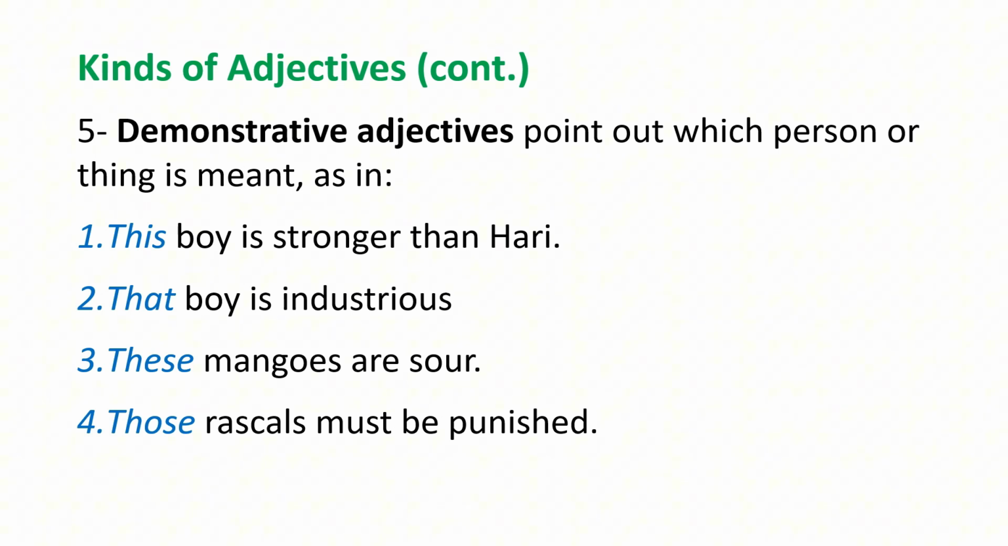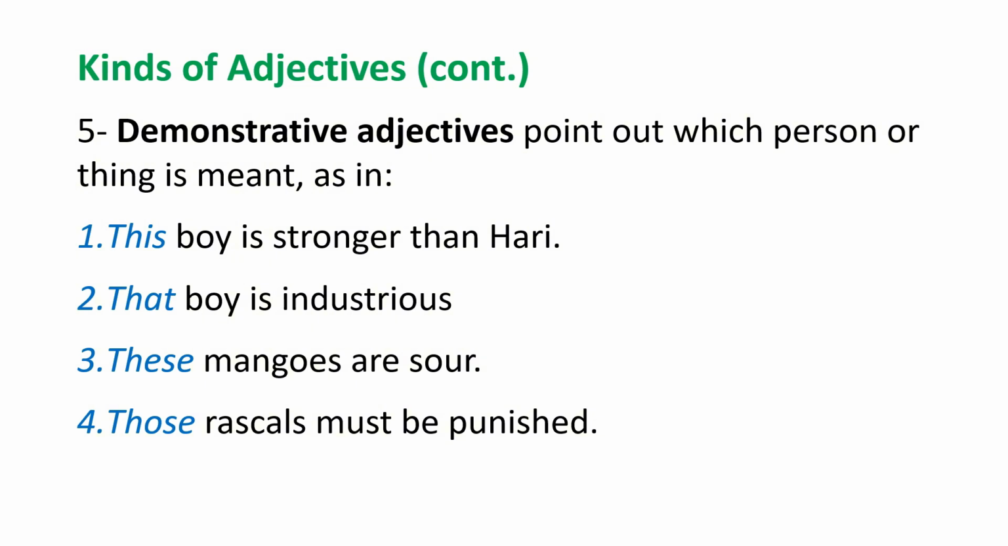We must remember what an adjective actually is. An adjective is adding a quality to a noun. So this is used to add a quality to the boy. So this boy, that boy. We are looking at the far and say that boy. So we are adding a quality to the boy. So that boy. These mangoes. We are looking at some mangoes around us. We say these mangoes. So adding some quality to mangoes. And those rascals must be punished.